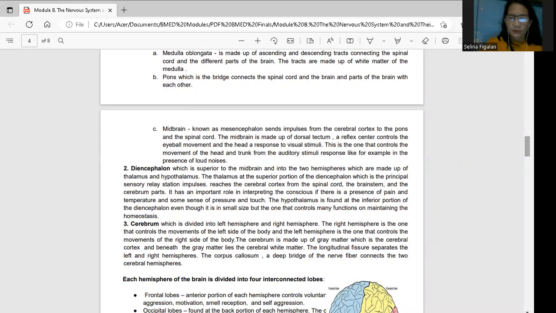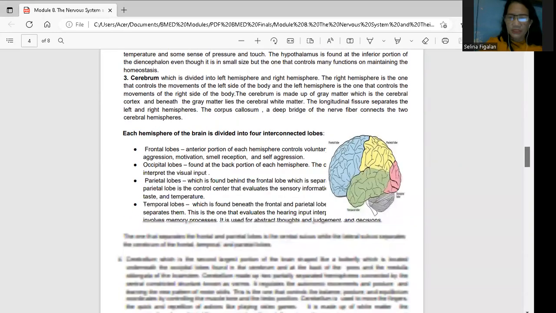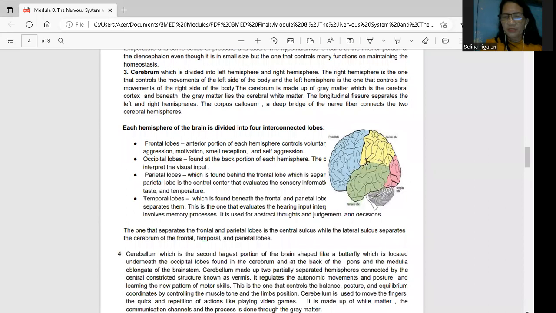Okay, so each hemisphere, the right and then the left hemisphere, has parts called lobes. Okay, the frontal lobes, like the frontal bone in your skeletal system, these are lobes because that is under the brain. The frontal is the very front. Then the next one is the parietal lobe, and then the occipital, and the temporal here at the side of our ear. Okay, so the frontal lobe is the anterior portion of each hemisphere, the one that controls the voluntary movement.